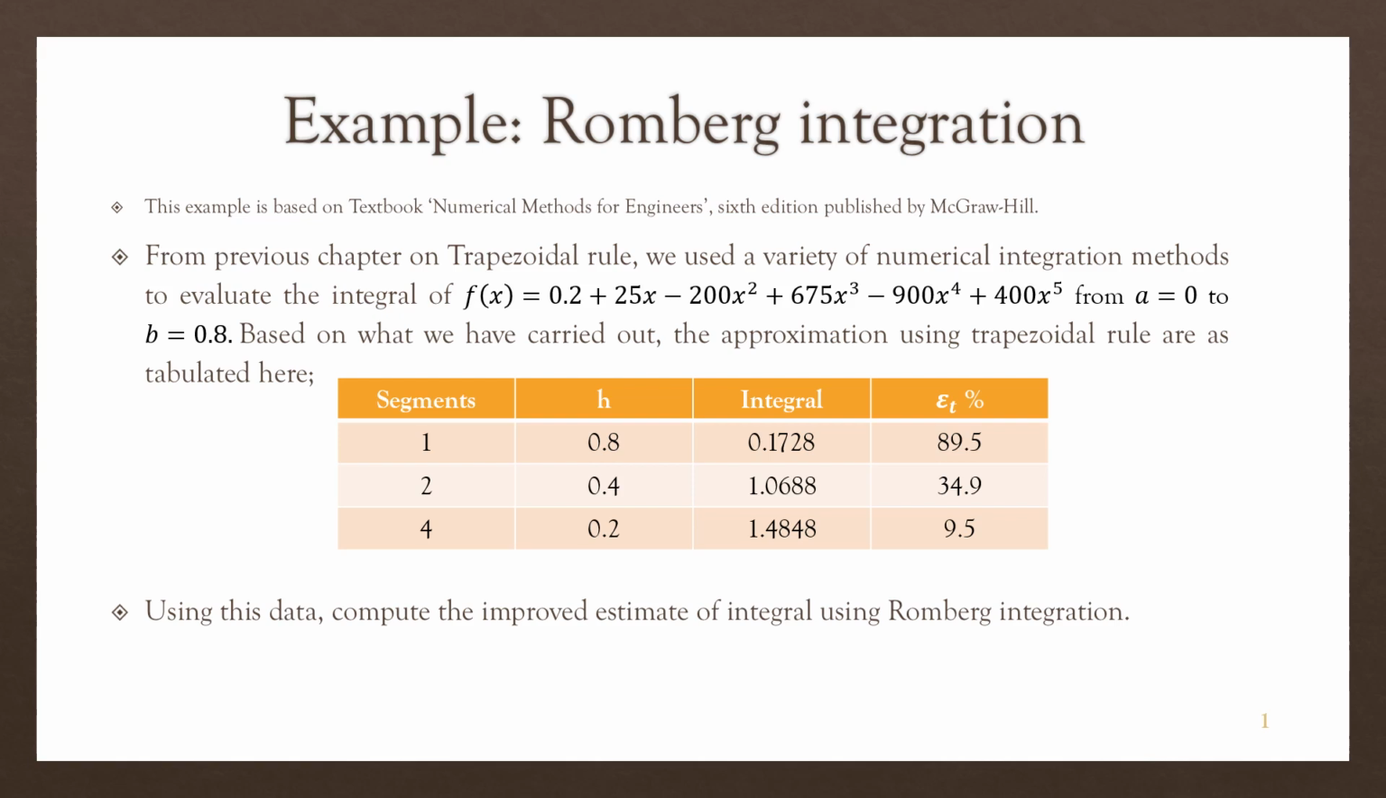And then we solve it again using the trapezoidal rule, this time using four segments, which is half of the size of the segments from the second approximation. So having this data, we have three approximations using three different segments. From there we have three approximations of the integral and three different values of true error. So using this data, we will improve the estimation using Romberg integration.